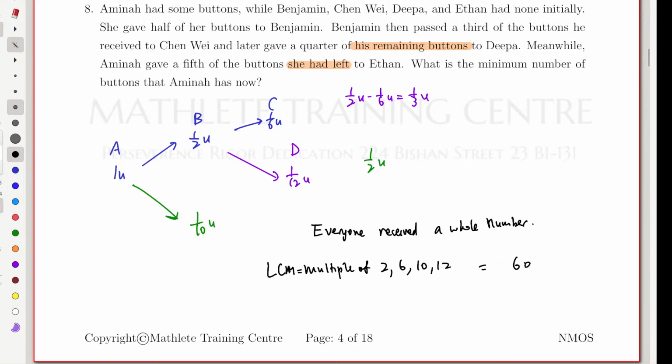So the 1 unit is equal to 60, but that is not the answer because they're asking for how much Amina has now. Amina has exactly half units from the part that's left over from giving to Benjamin, and then times 4 over 5, which is the part left over after giving to Ethan. So this is equal to 4 over 10 times 1 unit of 60, which is 24.